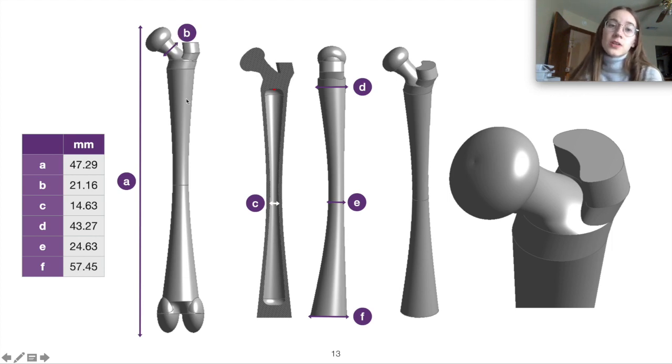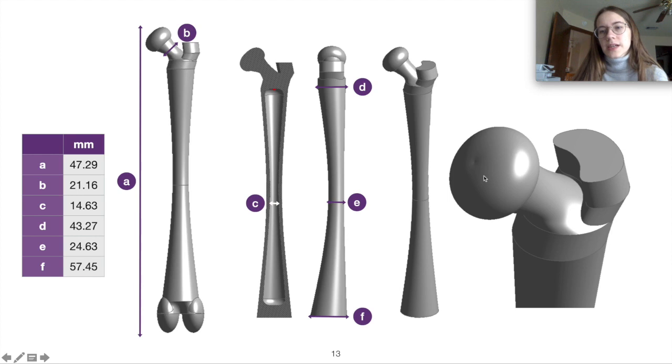So some critical points that I thought you might be interested in the dimensions of is here, the femoral neck. It's the thinnest part of my femur. Also here, the cavity, because femurs are filled with bone marrow. So I emptied it out, and then the cross-section at the smallest point is 14.63 millimeters. And then these are the diameters of the loft I made for the shank. So D, E, and F.